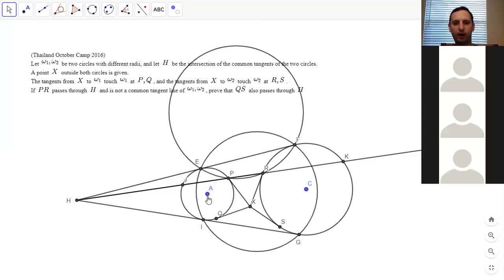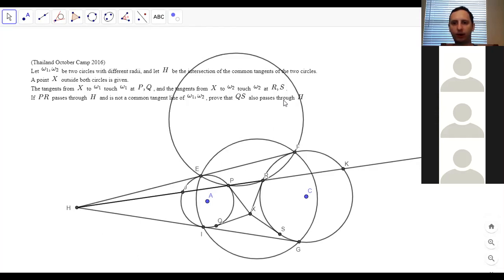So X has the same power with respect to, or XP is equal to XQ. Let's see. Yeah, if we can show X lies on the radical axis, then I think that would solve the problem. So yeah, all four of these tangents are equal. This reminds me of another problem we did. So yeah, we want to show X lies on the radical axis. Maybe we can use the radical axis theorem somehow.